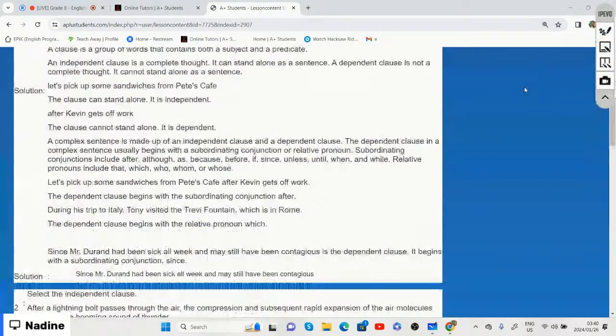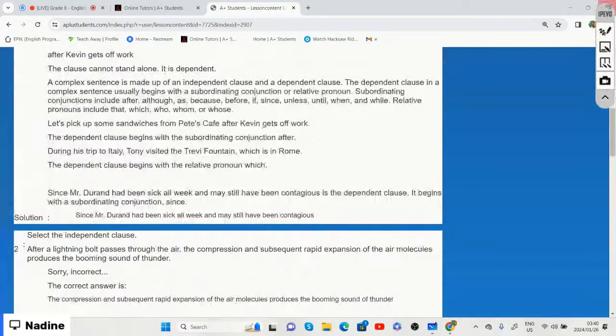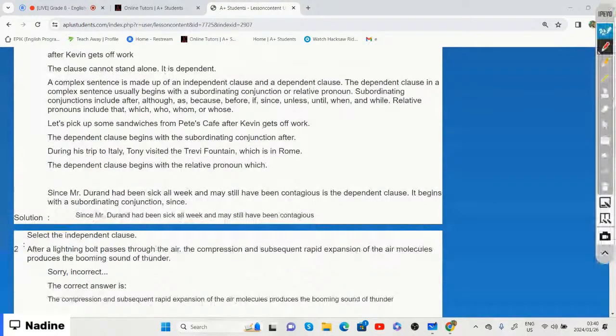And then also if we look at the next one, which says, "During his trip to Italy, Tony visited the Trevi Fountain, which is in Rome," right? Which means that if we look at this word "which," that is a relative pronoun. So the dependent clause begins with a relative pronoun, which is "which."